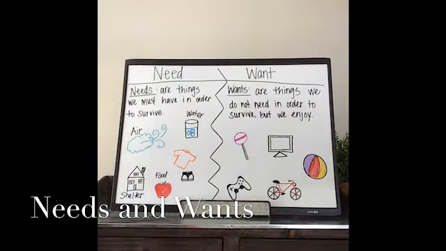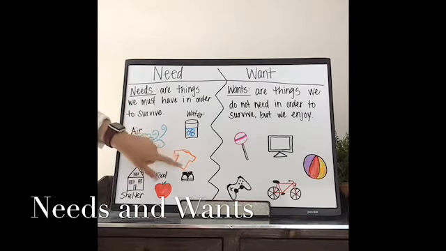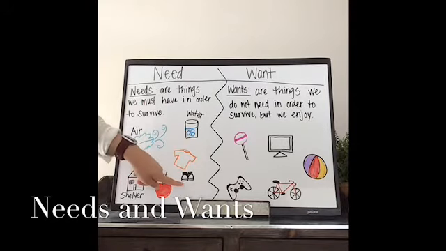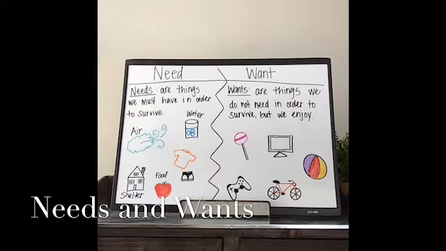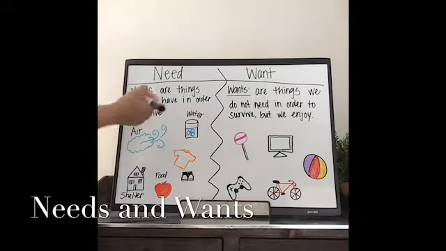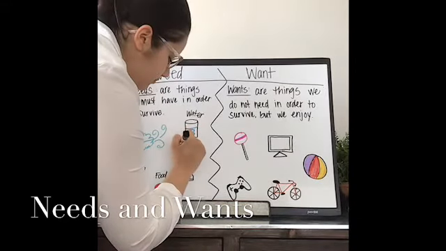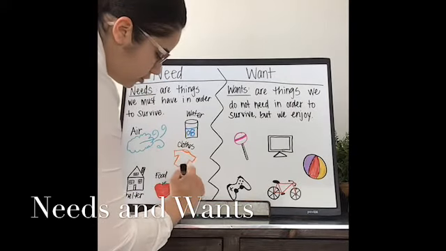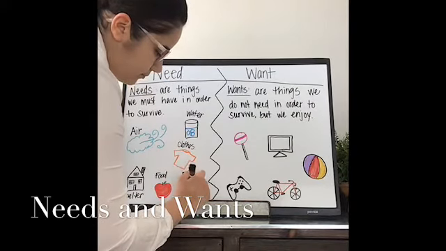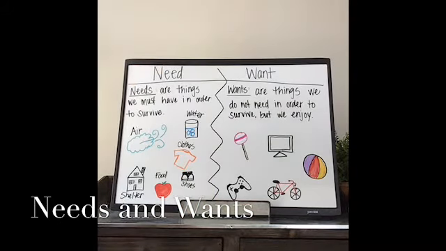Now, what about these pictures right here? This one and this one. This is a picture of a shirt and this is a picture of shoes. Good job. So what would this be called? Clothes. So we need clothes and shoes in order to survive. So I'm going to put clothes. And then I'm going to put shoes. Because we need clothes and shoes in order to survive.